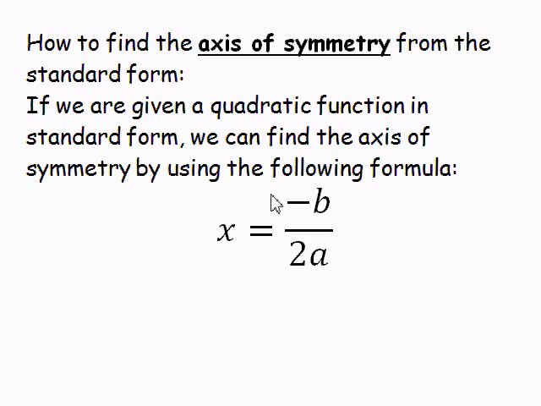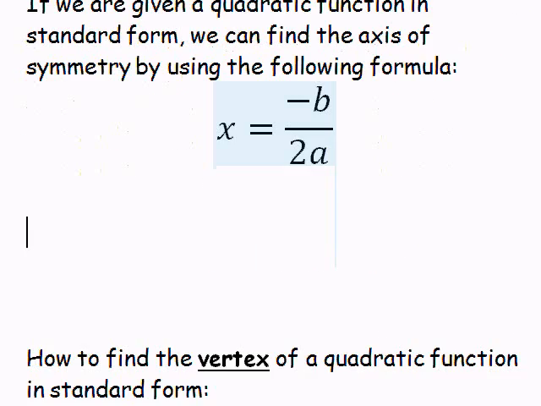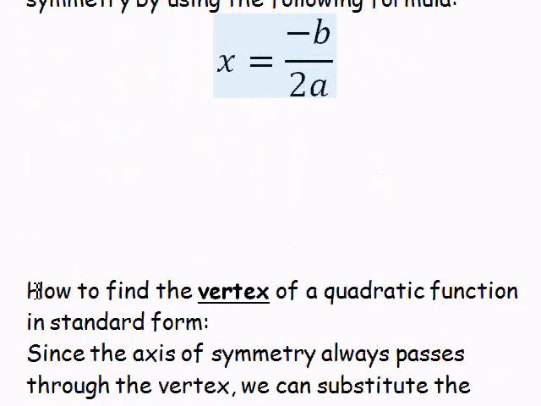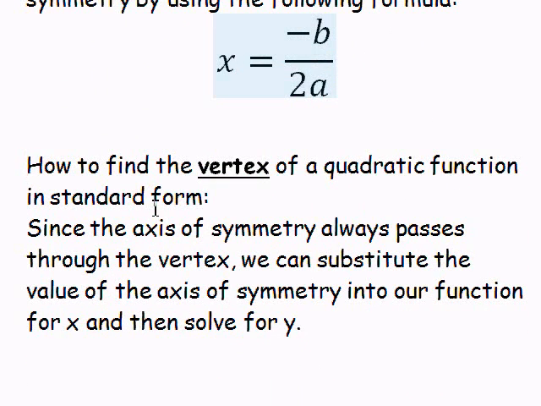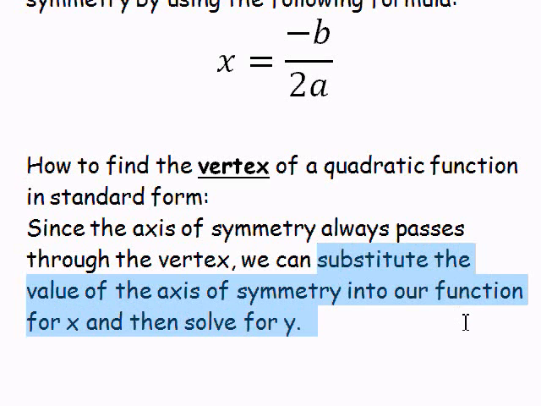We can also find the axis of symmetry of a quadratic function in standard form by using the following formula. If we're given a quadratic function in standard form, we can find the axis of symmetry by using x equals negative b over 2a. And again, the b and the a come from the coefficients of a quadratic function written in standard form. Now, we can also find the vertex of a quadratic function in standard form by finding the axis of symmetry and then substituting the value of the axis of symmetry into your function for x and then solving for y.